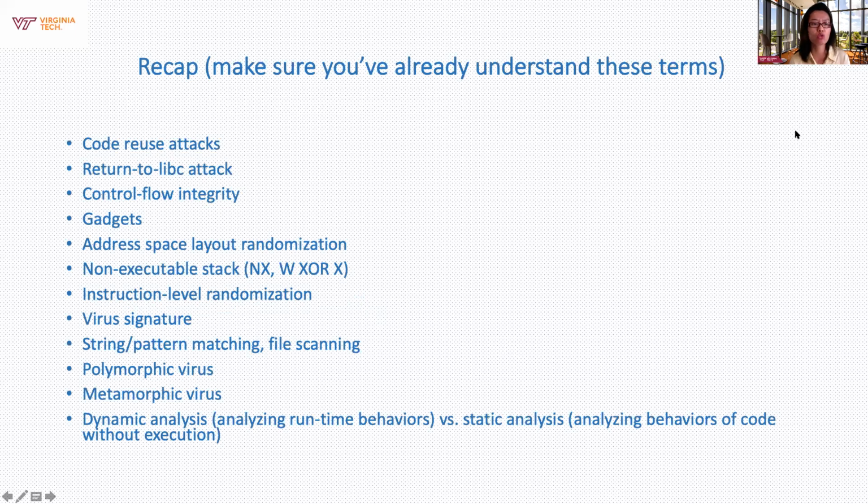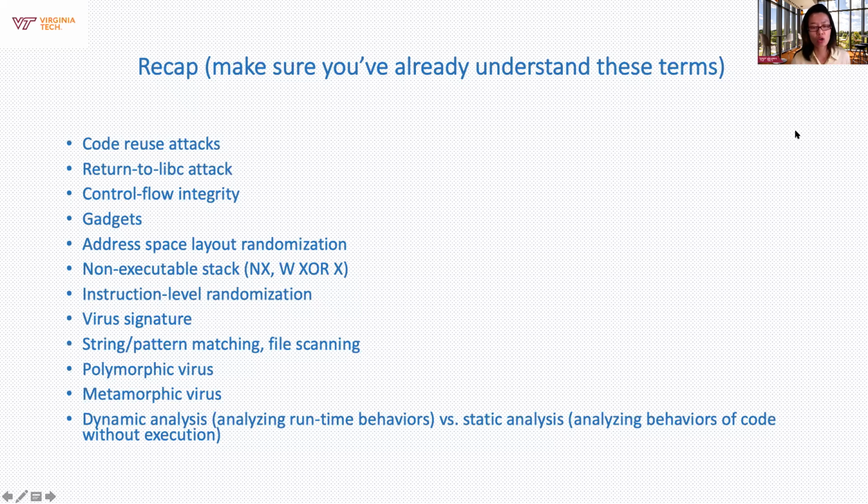Things like code reuse attacks, return to libc, control flow integrity. We'll talk more about CFI next Thursday. Gadgets, just small instruction sequences, address space layout randomization, and so a lot of protection. And last time we talked about metamorphic virus. So viruses, they just keep changing and they use encryption.